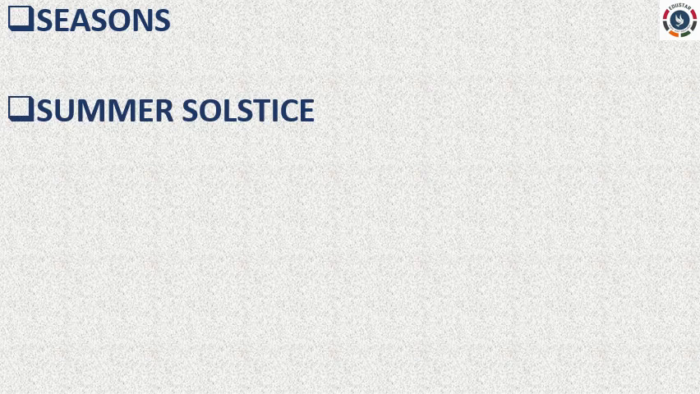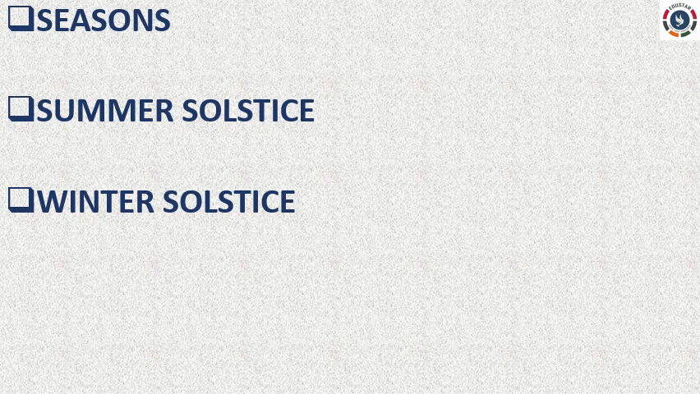Next is about summer solstice. When the northern hemisphere leans towards the sun, it receives more sun rays and has summer season. Similarly, the southern hemisphere leans away from the sun and it receives less sun rays and experiences winter season. The longest day in the northern hemisphere is 21st June. This day marks the summer solstice.